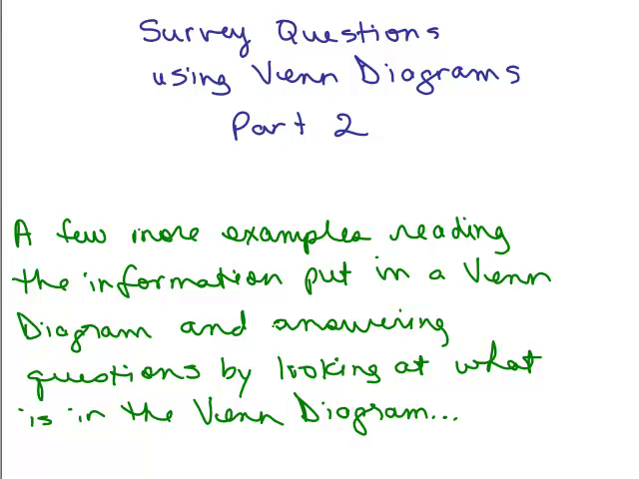This is part 2 of how we can answer survey questions by using Venn diagrams. So we did a few problems in part 1, and this is part 2. We're going to just do a few more examples where we're going to read the information that's already in a Venn diagram so that we can answer some questions about the survey.